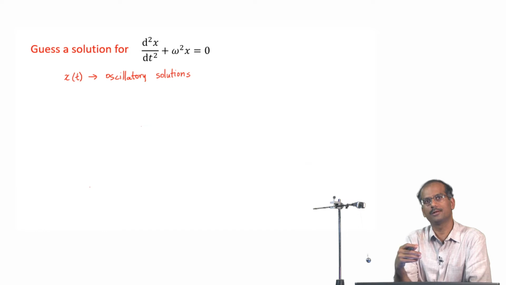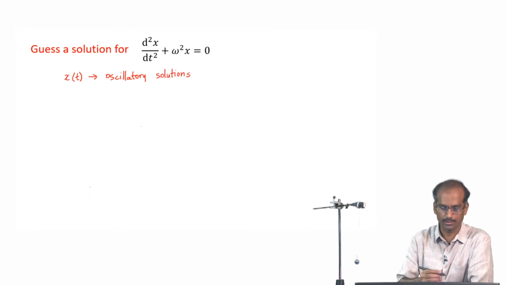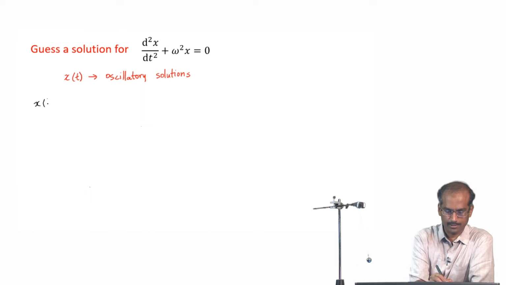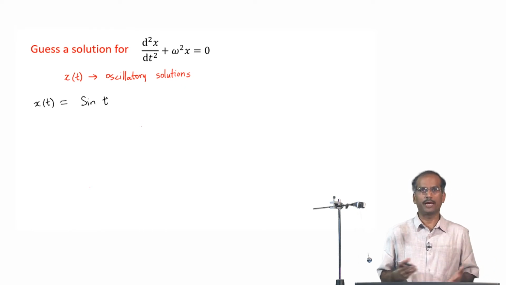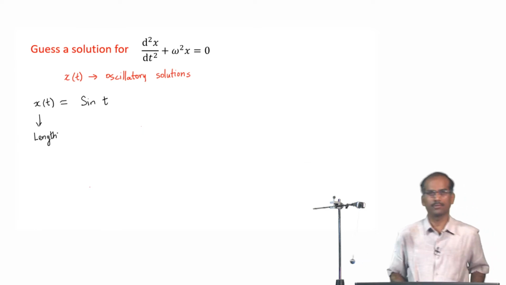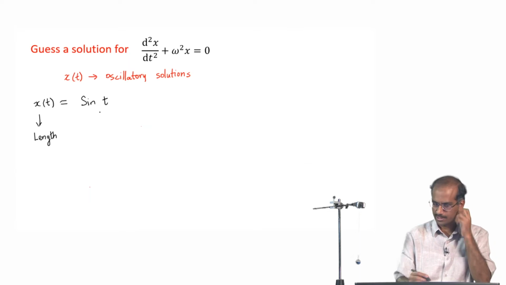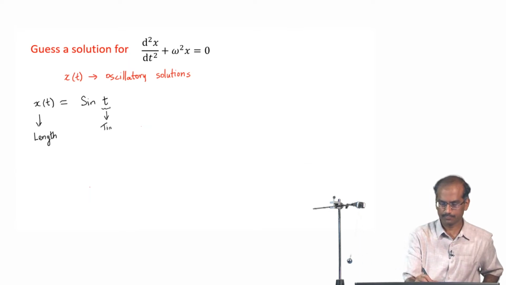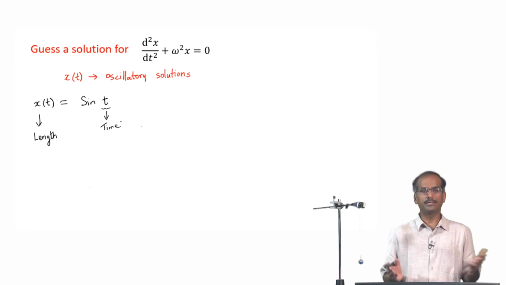So, one of the simplest possible oscillatory functions that we know are the sines and cosines, the trigonometric functions that we studied in schools. For example, I can make an ansatz, a guess of this type, that x of t is sin t. So, the problem with this guess is that the dimensions do not match. On the left hand side, the dimension is that of length, because x is displacement and it has dimensions of length. But on the right hand side, I have t which has dimensions of time, and of course, it is embedded inside a more complicated function which is the sine function. So, clearly there is a mismatch of dimensions. So, we need to correct it.